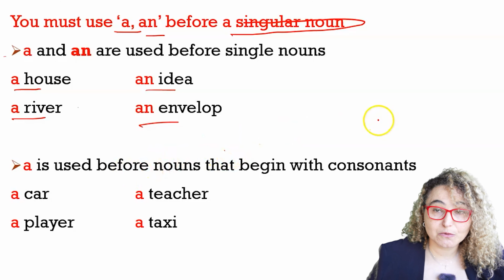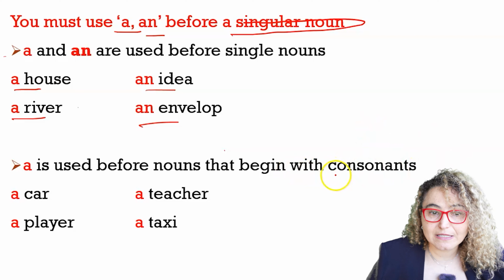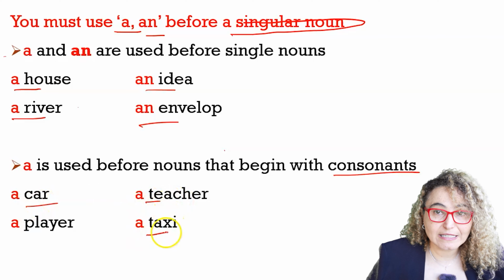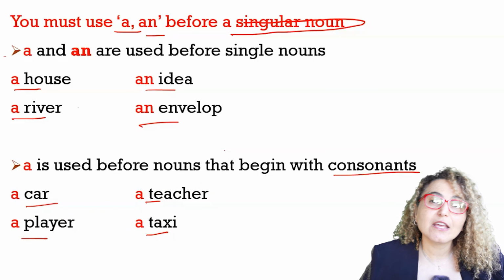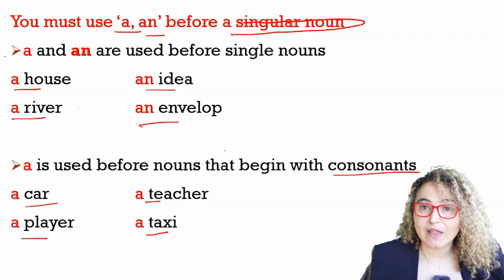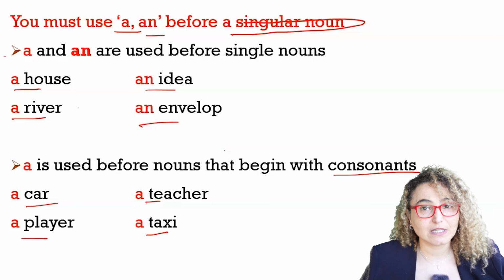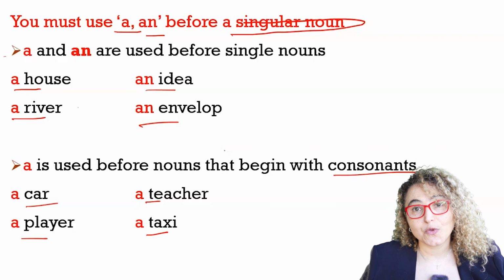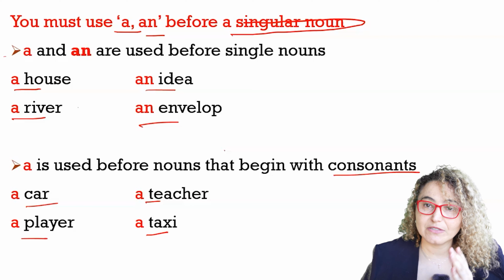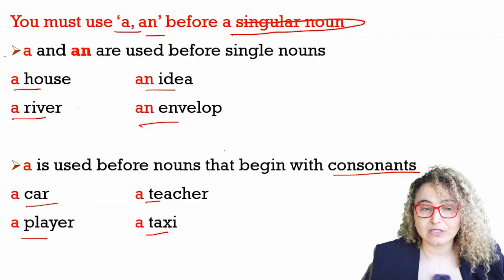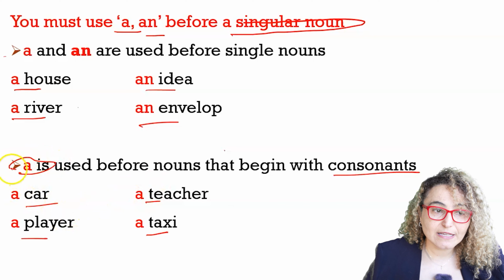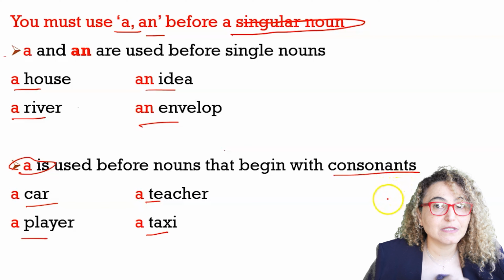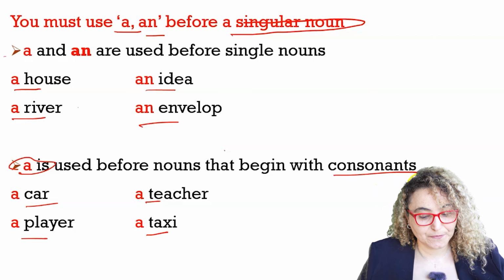A is used with singular nouns that begin with a consonant. A car, a teacher, a taxi, a player. If you have been watching my videos, you know I kind of focus on what the vowels and what the consonants are in English. So we know vowels are A, E, I, O, and U. Everything else, the rest of the alphabet letters, are consonants. So we know that a is used before nouns that begin with a consonant.